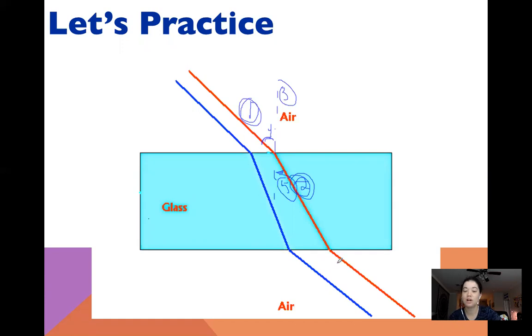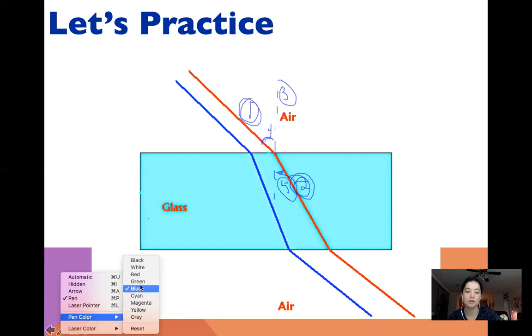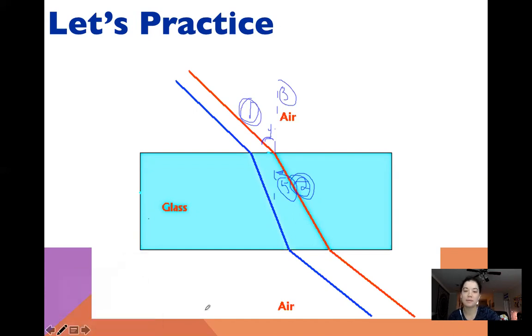All right, so I'm going to draw it again, but this time I'm going to use our blue line, and I'm going to change this color so maybe we can see it a little bit better. So my incident ray coming in is right here, 1. My refracted ray is what's coming out, 2. My normal is perpendicular to this meeting of the glass and the air, between the two substances. So perpendicular, there's my normal, 3.